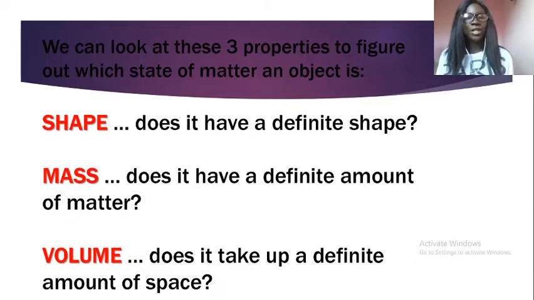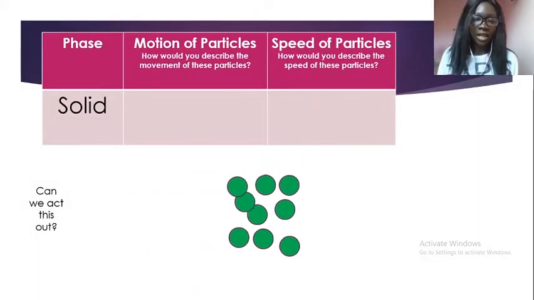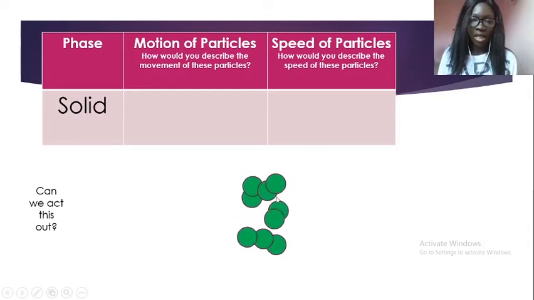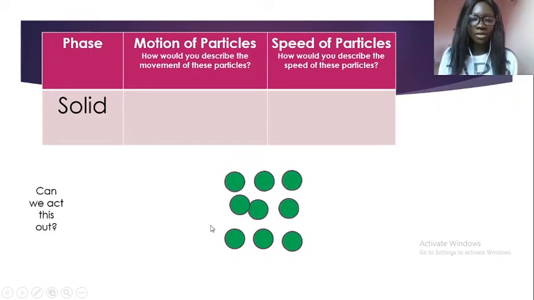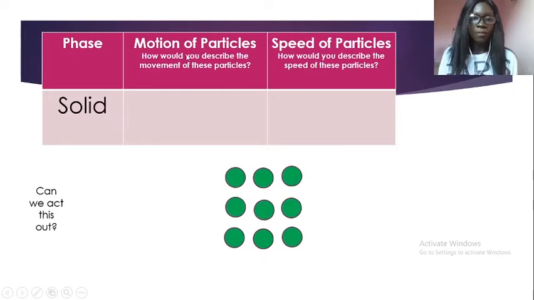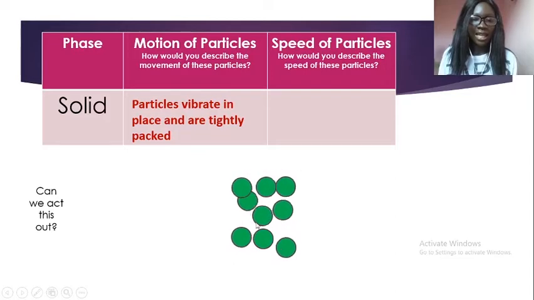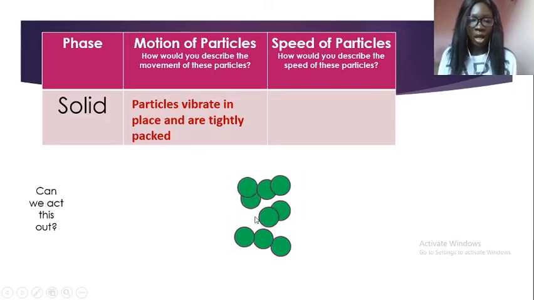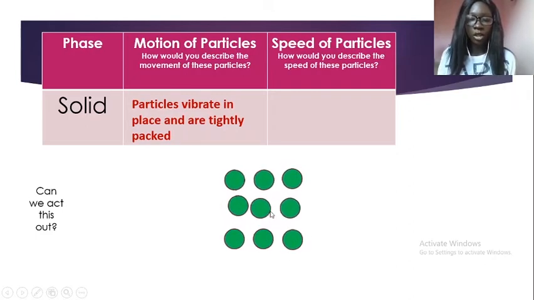Alright, let's start with solid. In solid, what you're seeing here is nothing but the particles of solid. You can see the particles are closely packed together and their movement is sluggish. How can we describe their movement and their speed? The particles vibrate in a closed space and they are tightly packed together, meaning that these particles have strong intermolecular force of attraction.